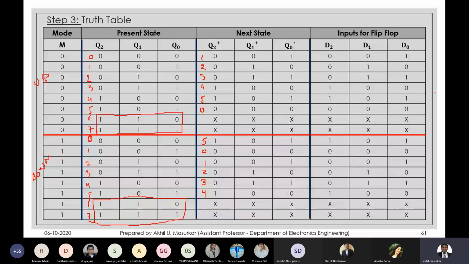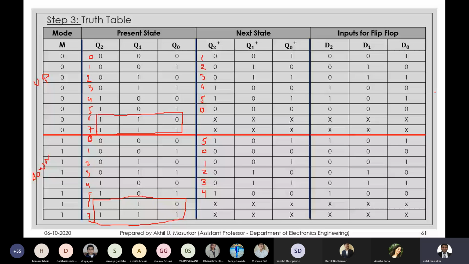Hello, sir. Sir, for the down counter, why is 5 written at the top? Sorry, I could not get it. Sir, for down, M is equal to 1. So my doubt is why 5 is written at the top, like in the next state.